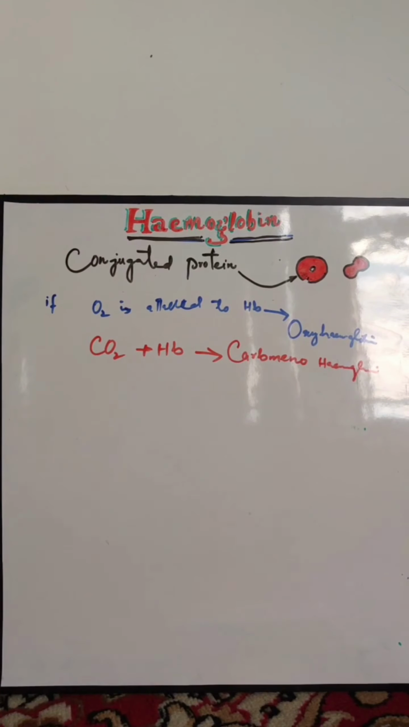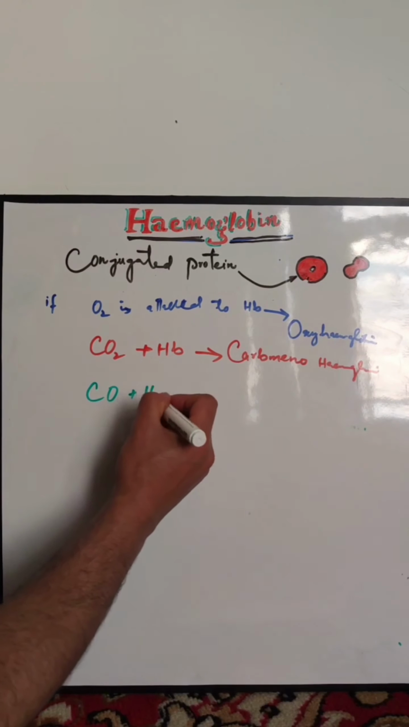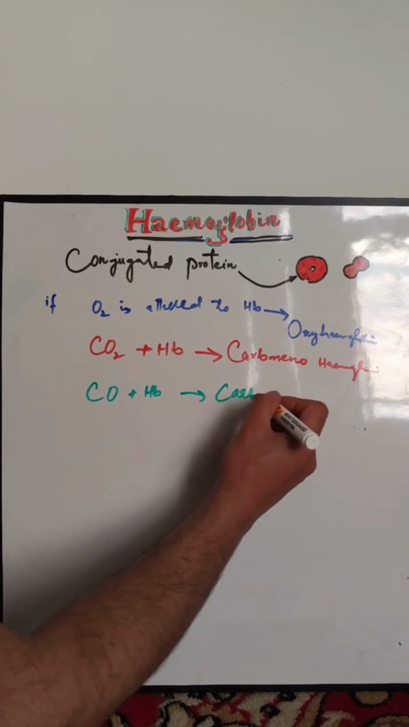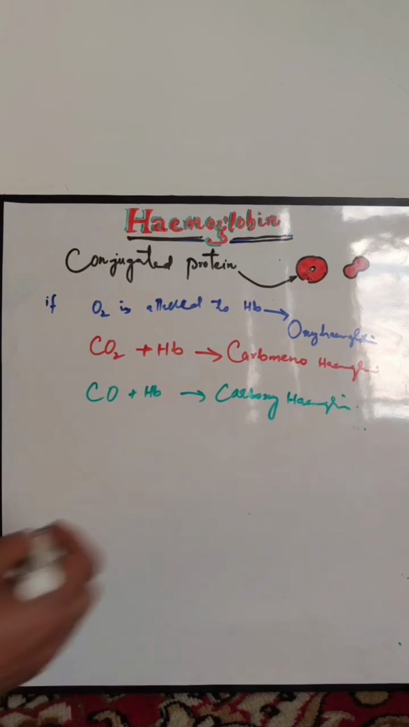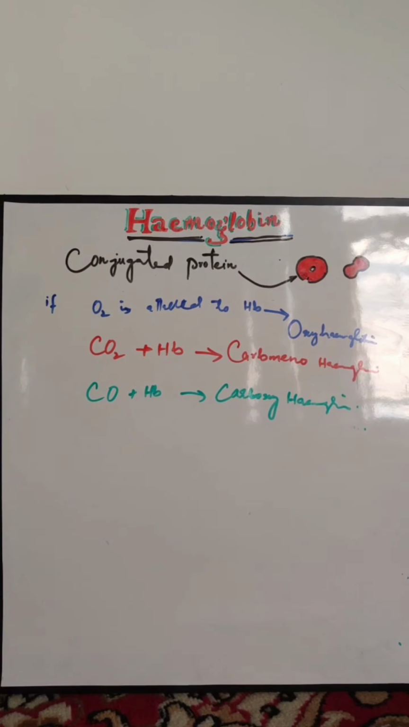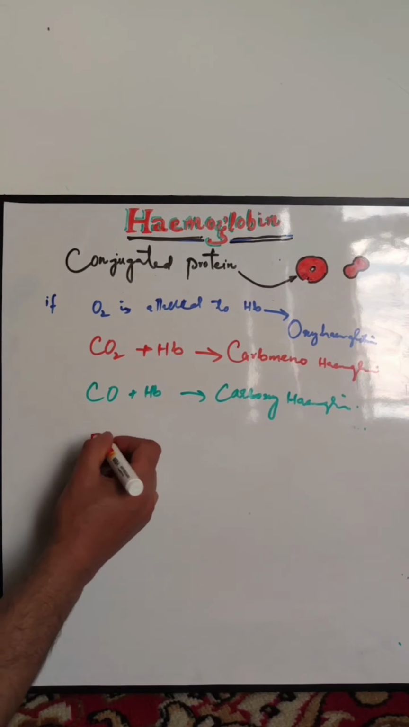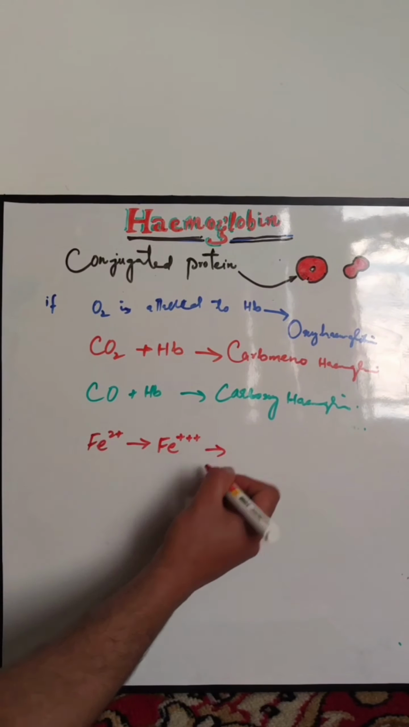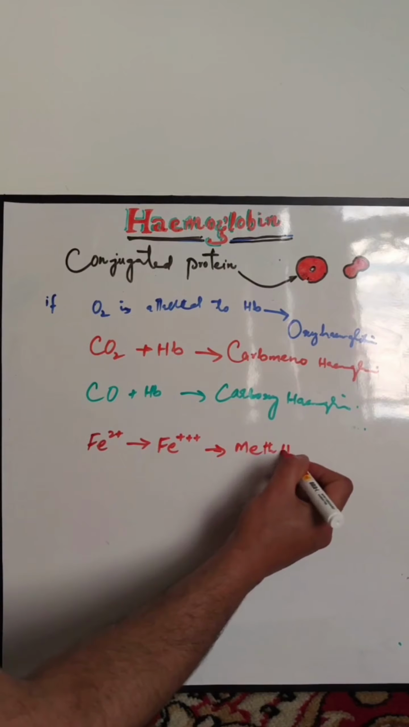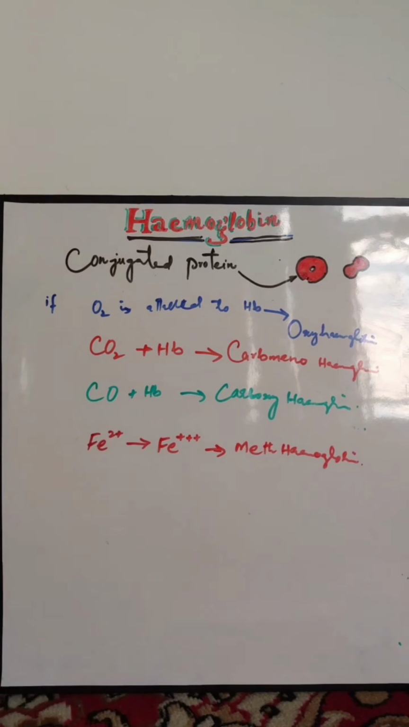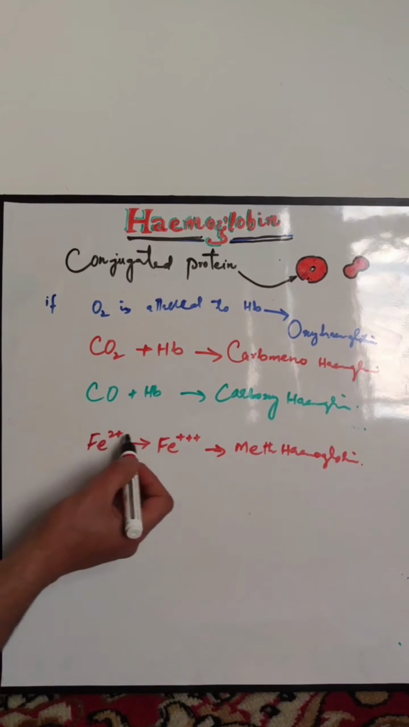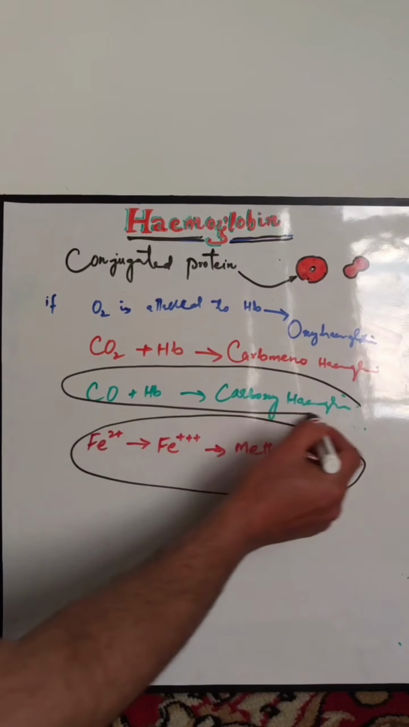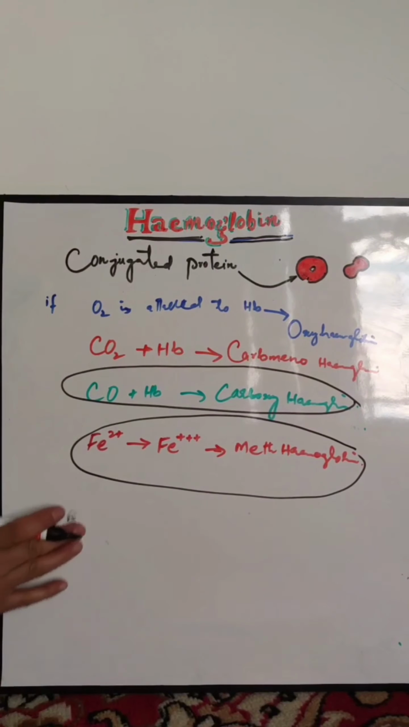When carbon monoxide is attached with hemoglobin, this is called carboxyhemoglobin. A condition can also occur when iron in the ferrous form is converted into the ferric form. Such hemoglobin is called methemoglobin. These two conditions are the worst conditions.